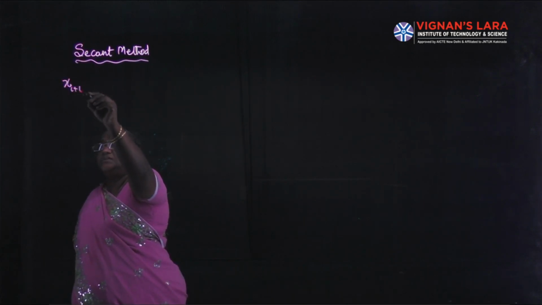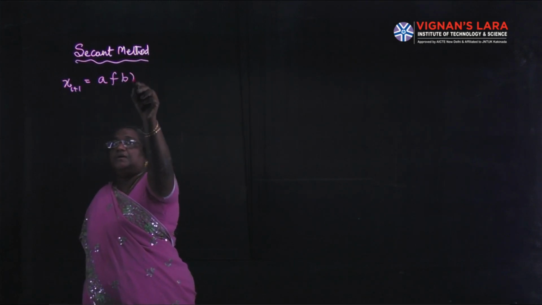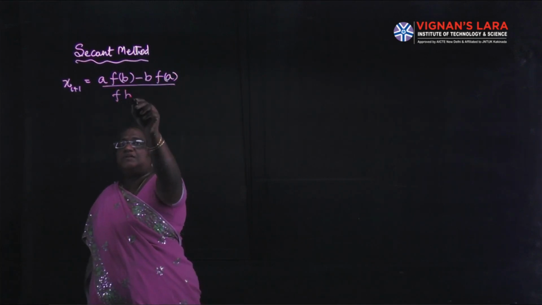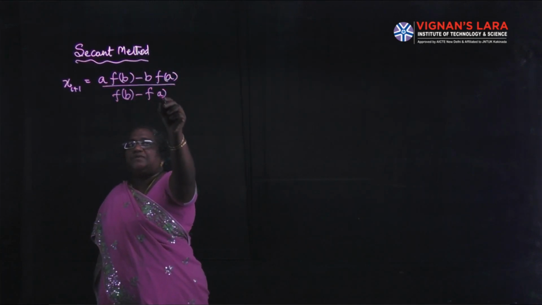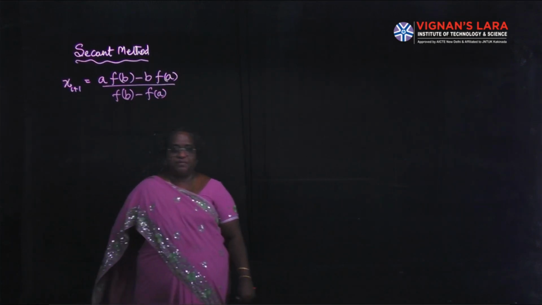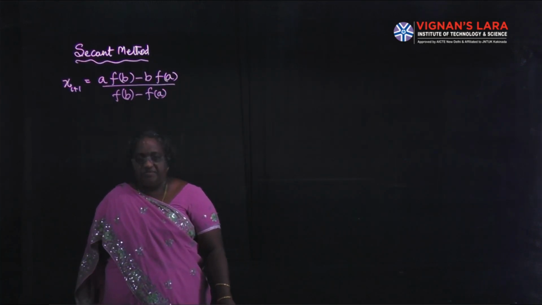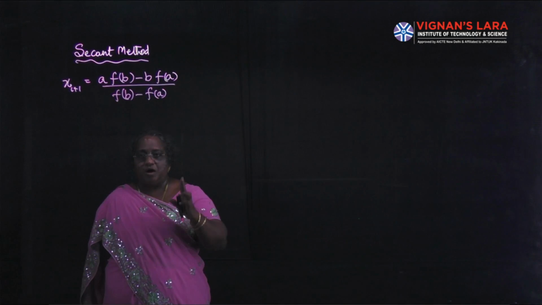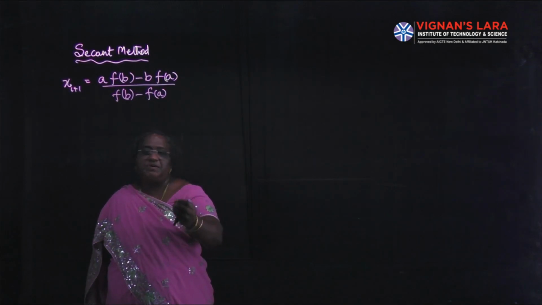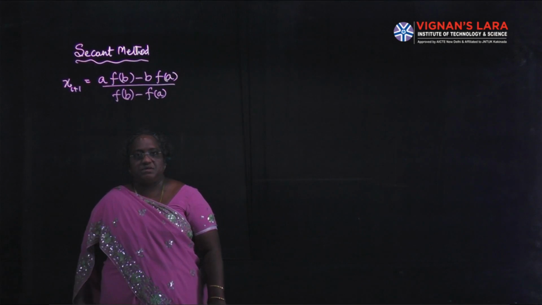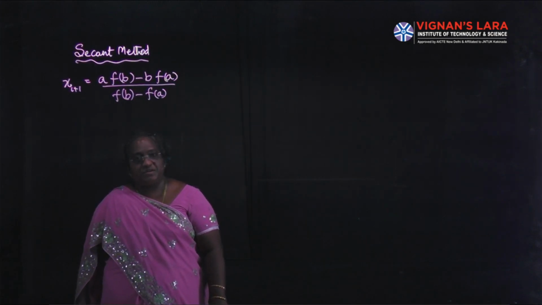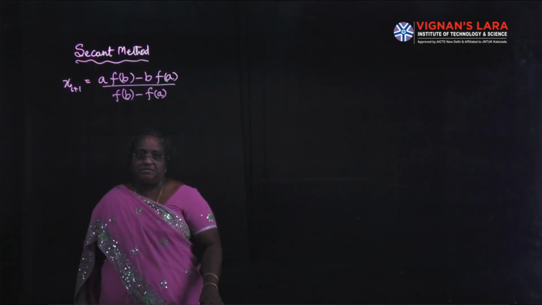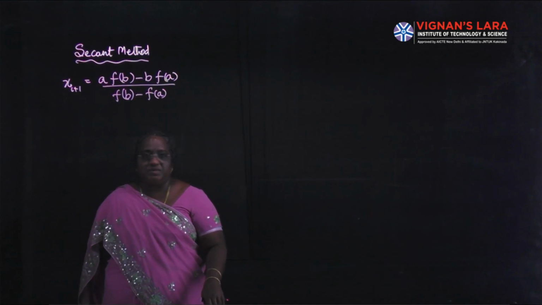x_{i+1} is equal to a into f of b minus b into f of a, by f of b minus f of a. The difference between the regula falsi method and the secant method is, in regula falsi we bother about the sign of the functional value. When the functional values are of opposite sign, we take the root between those two x values. Here we don't bother about the sign of the functional value, but we take the latest values of x. Suppose x0, x1, the root is between x0, x1.